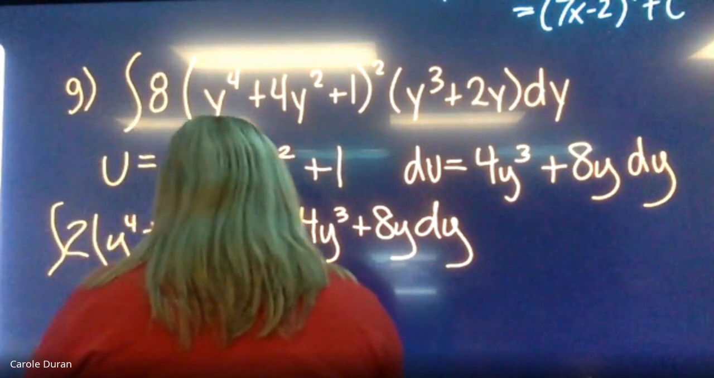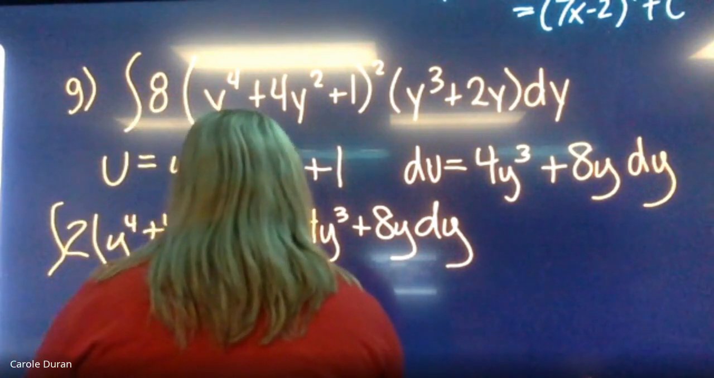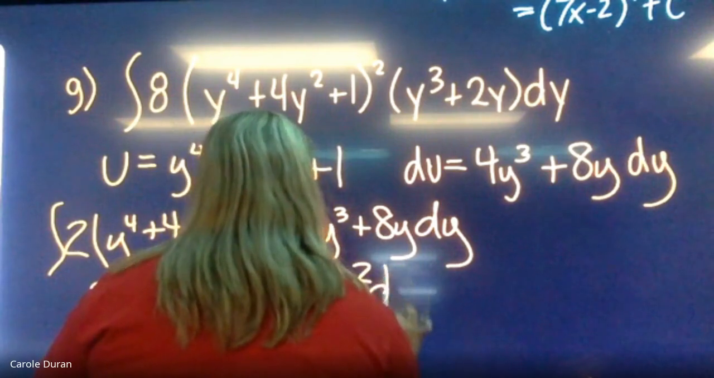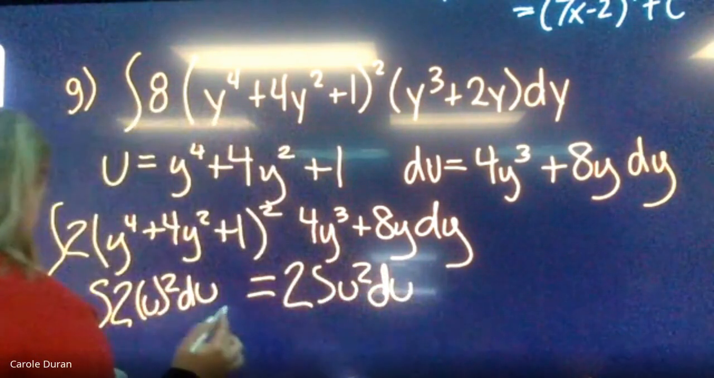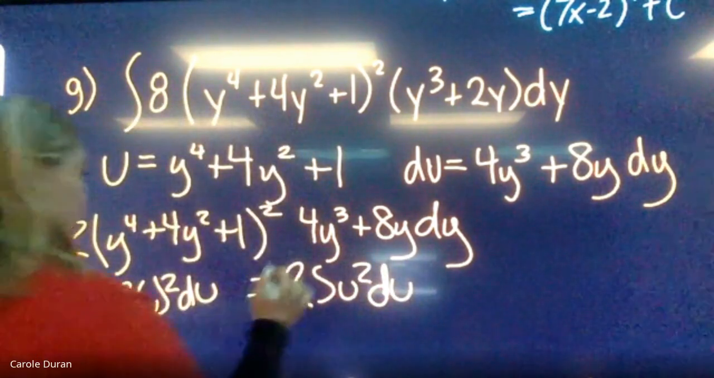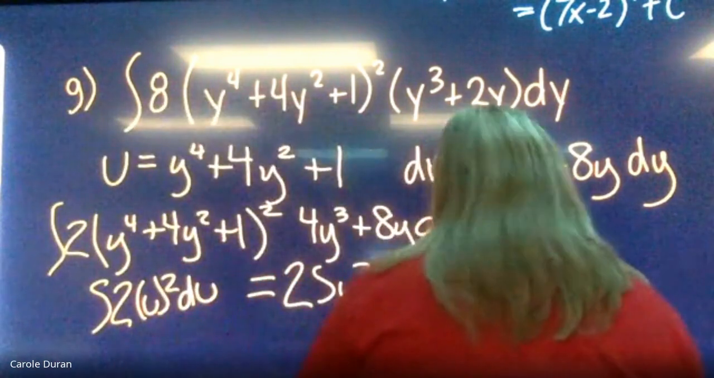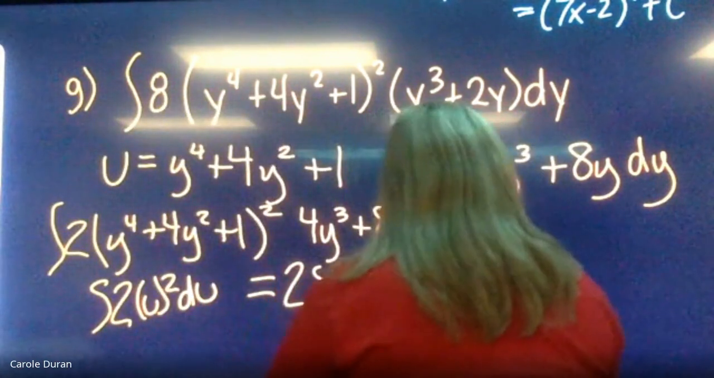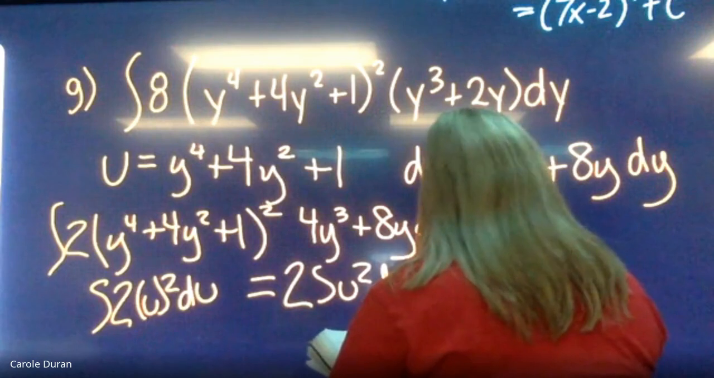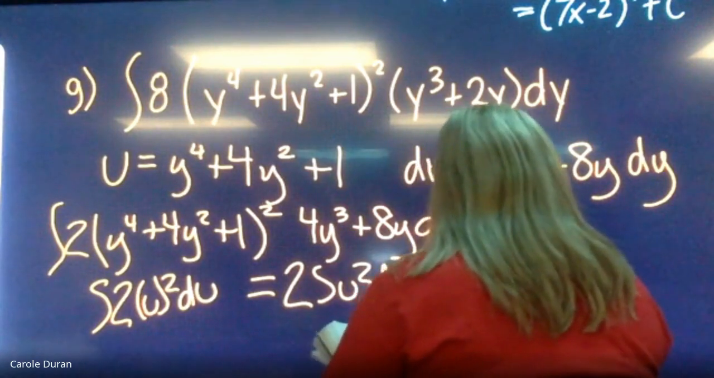So you should get what, 2u squared du. Bring the 2 out front, and you have 2 times the integral of u squared du. And then what do we have to do? Anti-differentiate. It doesn't matter if you did or not.